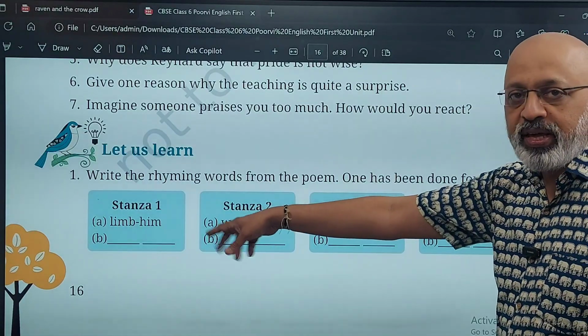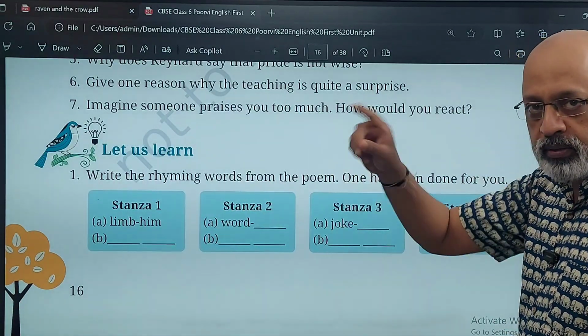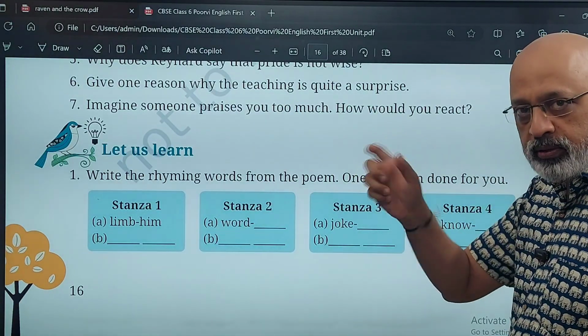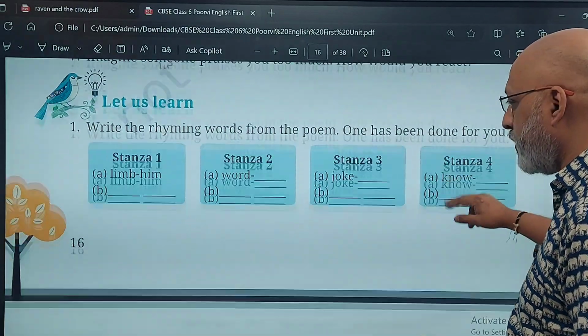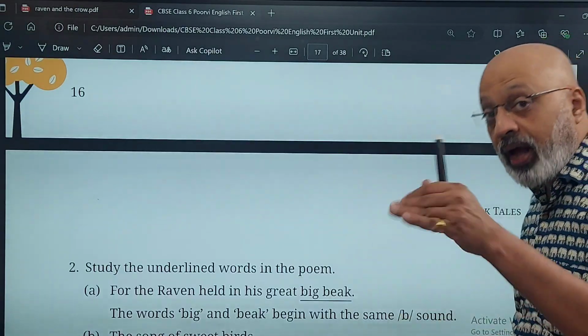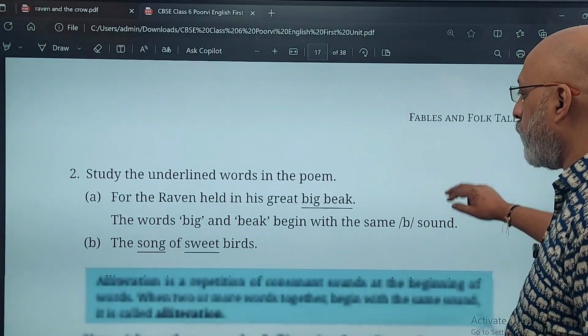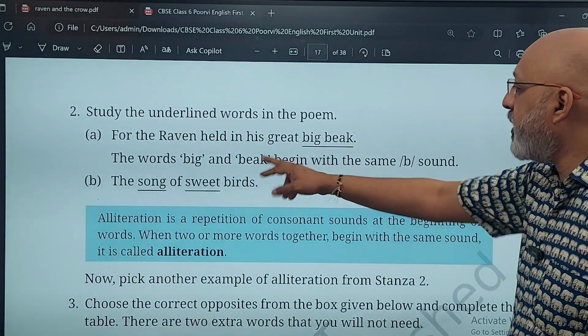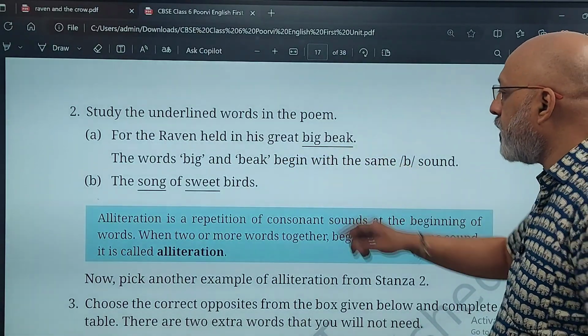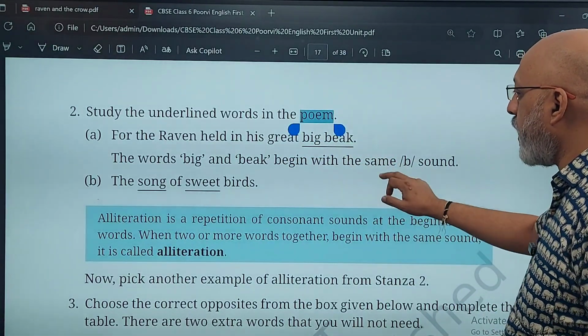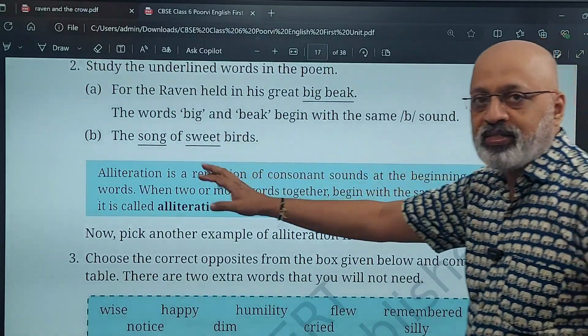A stanza, this is very easy. You should be able to do the thing about the rhyming part of it. This is very easy. This is your lesson. I want you to do it and put it in the comment section when you do it. Okay. Big and beak. Now they all sound with the same sound, B, B. Okay. So song of sweet birds, SS.